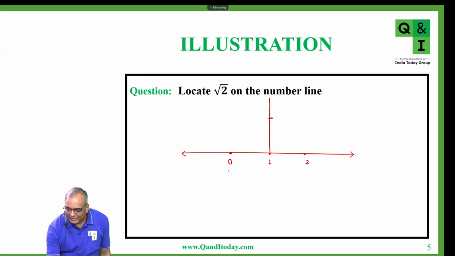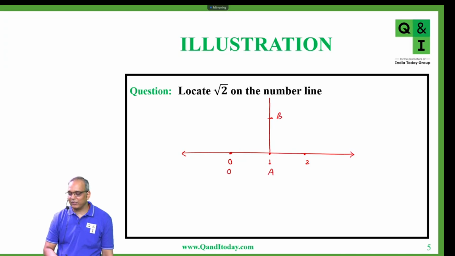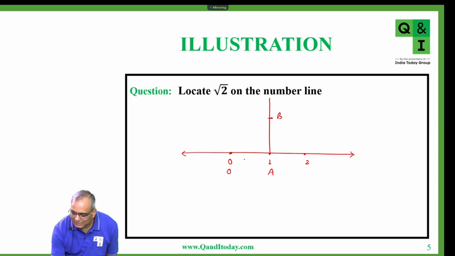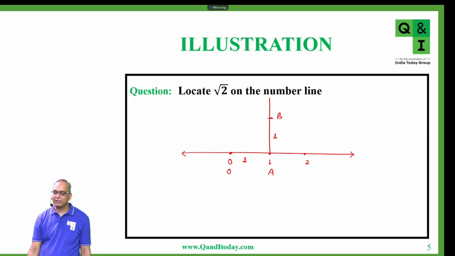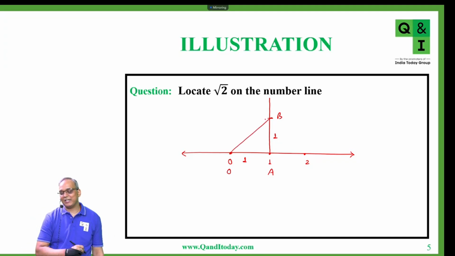So let's say this was O, this is point A and this is point B, for example. So this is 1 unit. This is also 1 unit. Now what you are going to do is join OB. So you will join OB by a straight line.